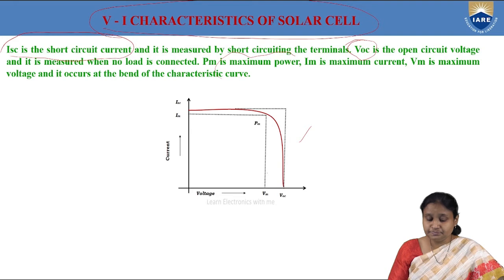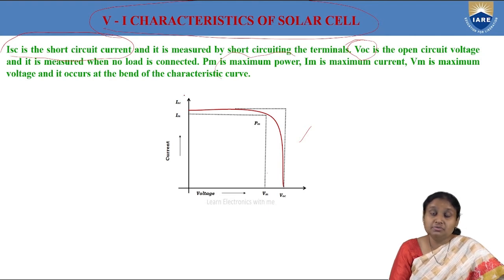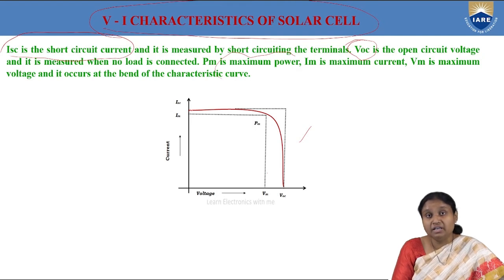As I told you, this ISC is our short circuit current. So first we are going to short circuit the terminals, and then measure current. That current value will be maximum. What do we mean by short circuiting the terminals? It means voltage is 0. So we put voltage at 0, and measure the flow of current across the solar cell. That current is called short circuit current, and it is of maximum value.